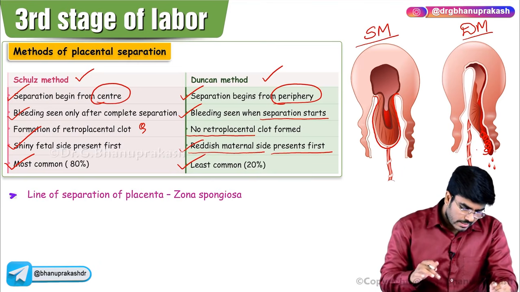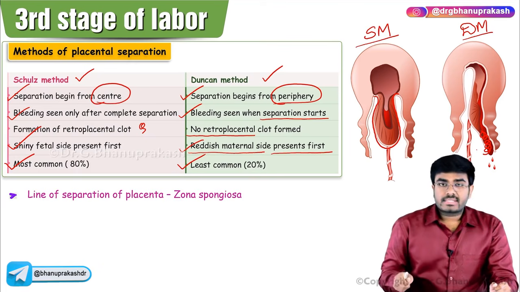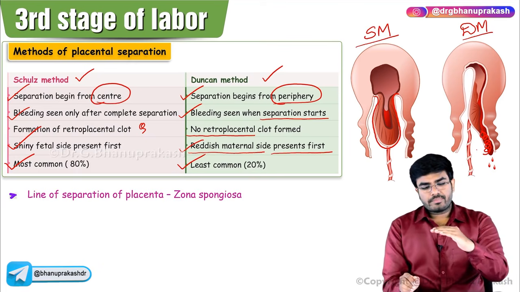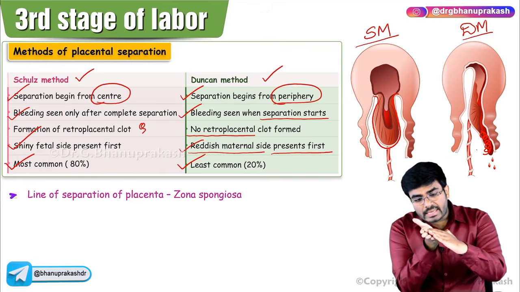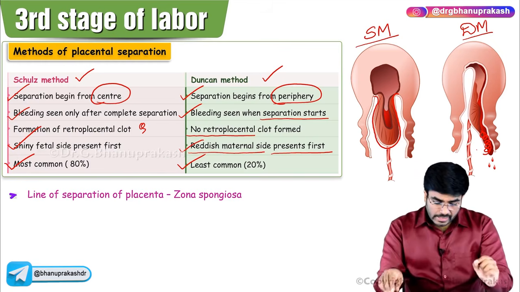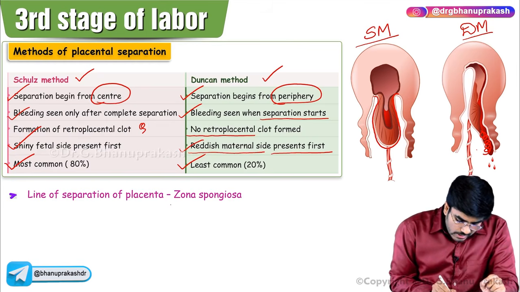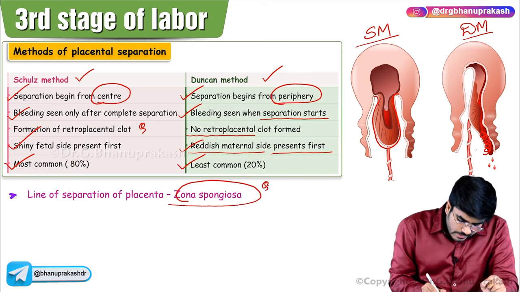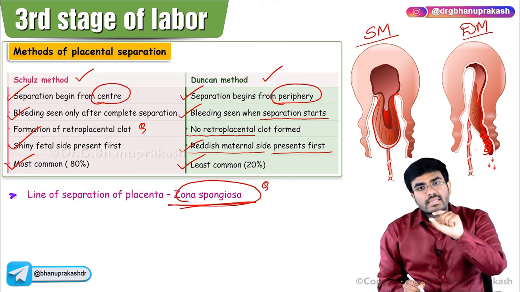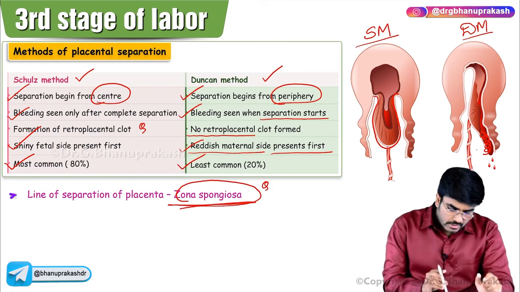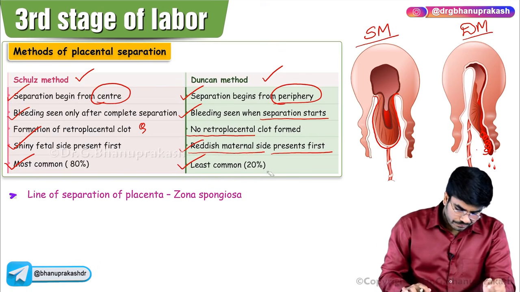Now after this, the line of separation of the placenta. Okay, for example, this is the fundus, and this is the placenta. See the line of separation, that line is the zona spongiosa. So the line of separation of the placenta occurs in the zona spongiosa. That line is known as the zona spongiosa.